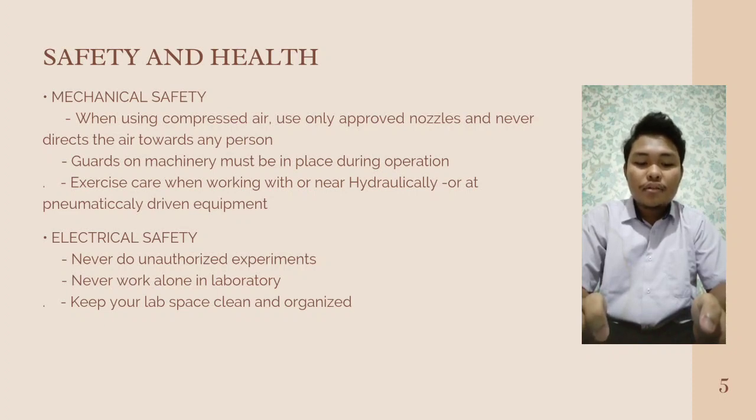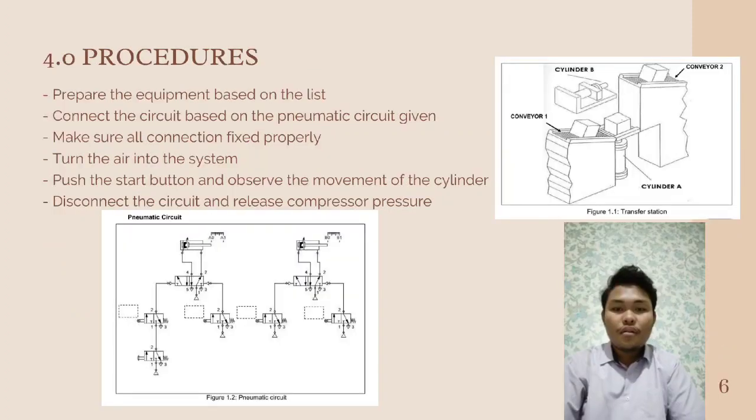And then 1.5 is mechanical safety. First, when using compressed air, use only approved nozzles and never direct the air towards any person. Second, guards on machinery must be in place during operation. Third, exercise care when working with or near hydraulic or pneumatically driven equipment. And then lastly is additional safety guidelines. Never do unauthorized experiments, never work alone in the laboratory, and keep your lab space clean and organized.